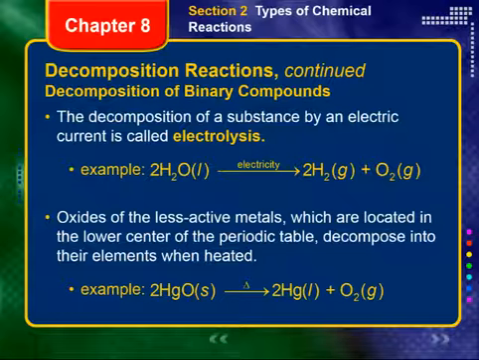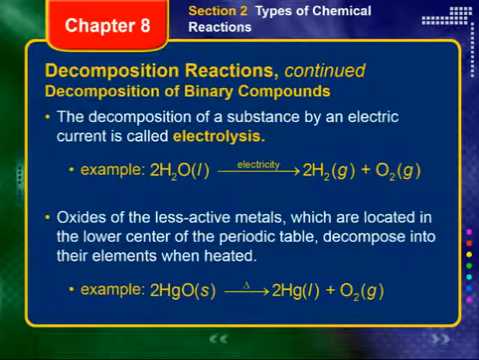Now, there are several different types of decomposition. One of the kinds that we're going to look at specifically is called electrolysis. Electrolysis is the decomposition of a substance by an electric current. Look here at this general equation. We have our substance reacting and breaking down into two separate substances. But look what's over the reaction arrow: electricity. This will happen in the presence of electricity. If there is no electricity present, this decomposition will not happen.